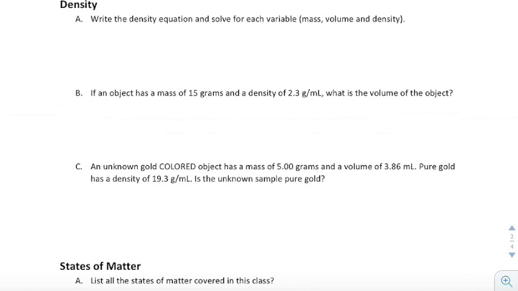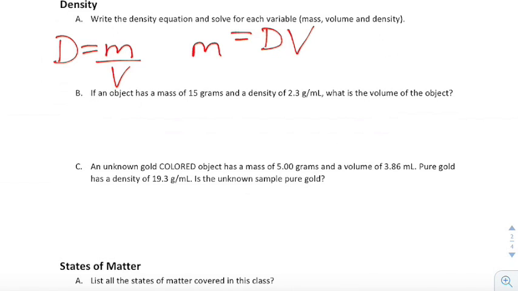The next one says to write the density equation and solve for each variable. So the first thing we're going to do is write the density equation, which is density is mass over volume, and we want to solve for each other variable. The first thing I can do is solve for mass, and how I'd do that is I'd multiply both sides by volume, so I'd end up getting density times volume. The final one that you have is volume equals mass over density.